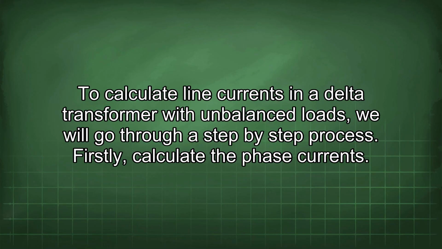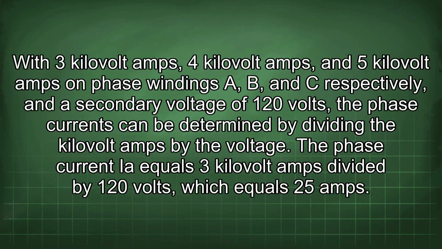To calculate line currents in a delta transformer with unbalanced loads, we will go through a step-by-step process. Firstly, calculate the phase currents. With 3 kVA, 4 kVA, and 5 kVA on phase windings A, B, and C respectively, and a secondary voltage of 120 volts, the phase currents can be determined by dividing the kilovolt amps by the voltage.